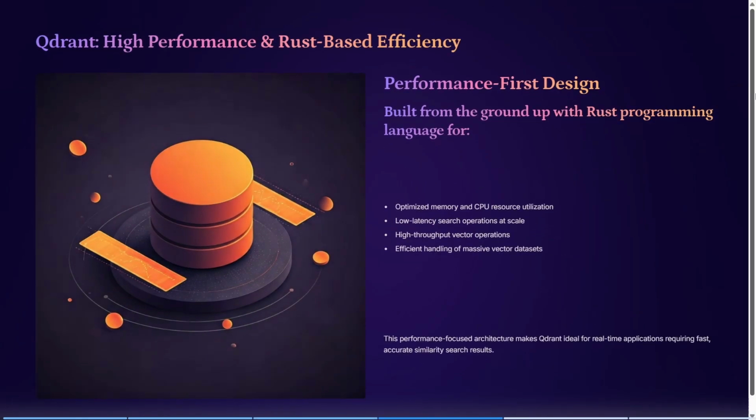All right, let's have a look at Qdrant. So, Qdrant is built from the ground up with the Rust programming language. This is for optimized memory and CPU resource utilization. It also has low latency search operations at scale. Keyword being at scale there. It has a high throughput vector operation system, and it is efficient when handling massive vector databases. This performance-focused architecture makes Qdrant ideal for real-time applications that require fast, accurate similarity search results.